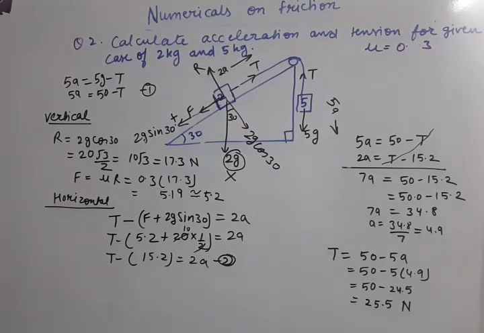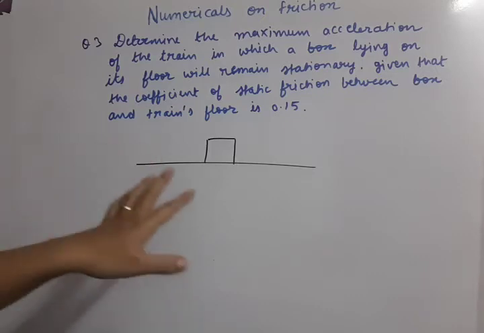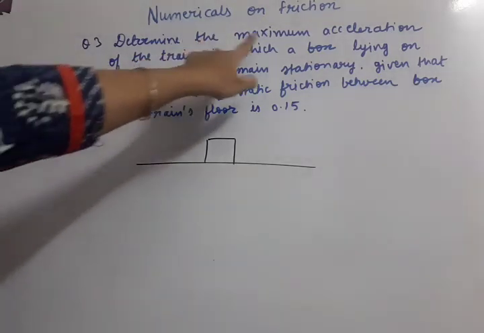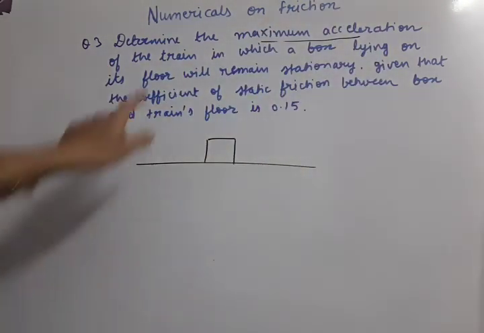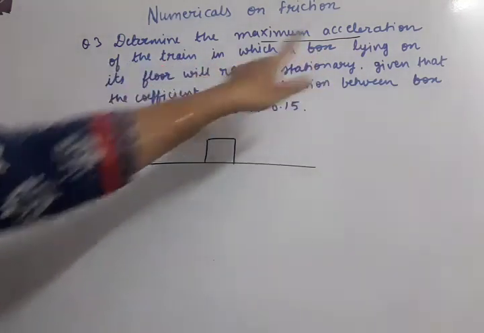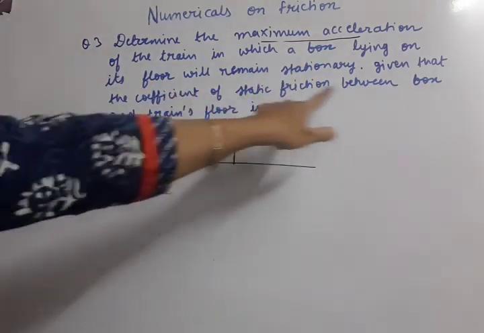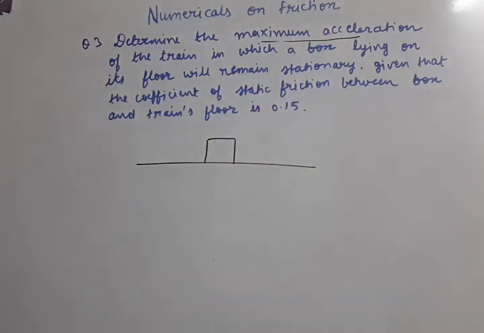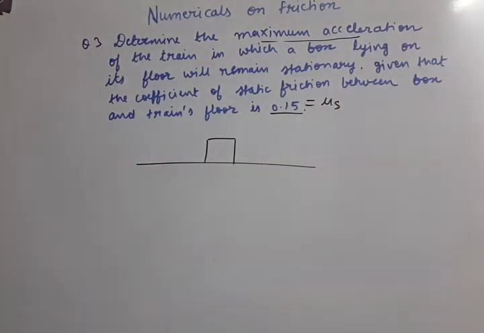Let us take a question in which a horizontal situation is given, and it is a different type of question. Determine the maximum acceleration of the train in which a box lying on the floor will remain stationary. Given coefficient of static friction 0.15. You can see only one piece of information is given, that is the coefficient of static friction, which we can call mu s.